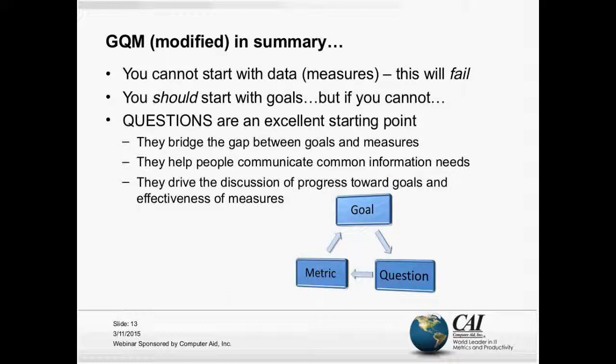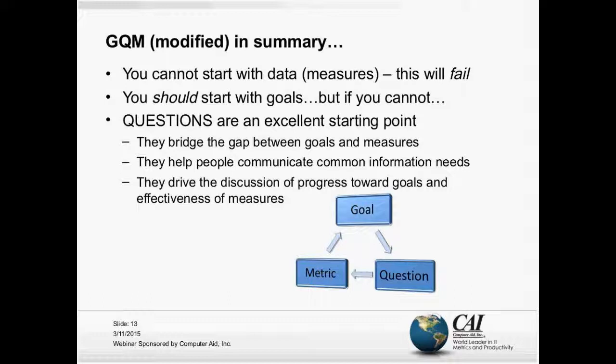But if you cannot, then the questions are an excellent starting point because they bridge the gap between the goals and the measures. They help people communicate their common information needs, and they drive the discussion of progress towards goals and the effectiveness of the measures. It's really a good bridge. So just because you don't have clearly articulated goals or don't have the time to go through that type of goal-defining exercise doesn't mean you can't apply the GQM framework in setting up a measurement program.